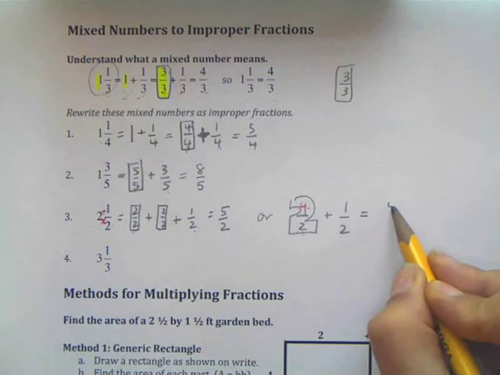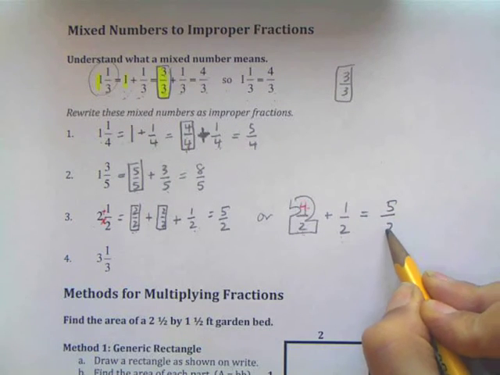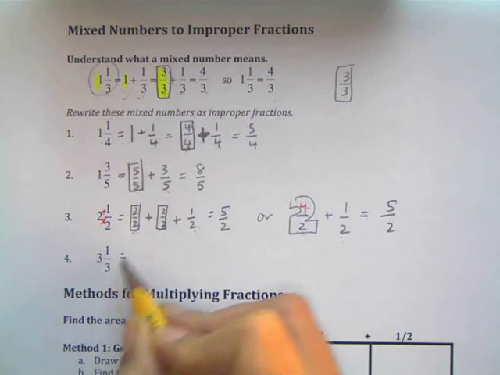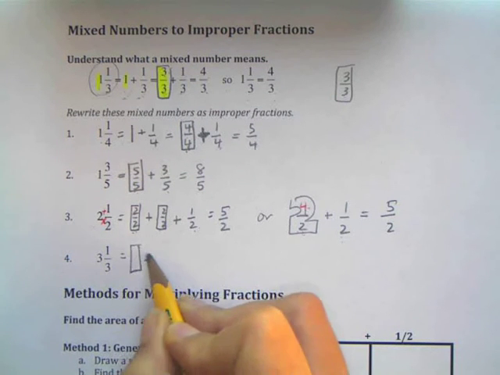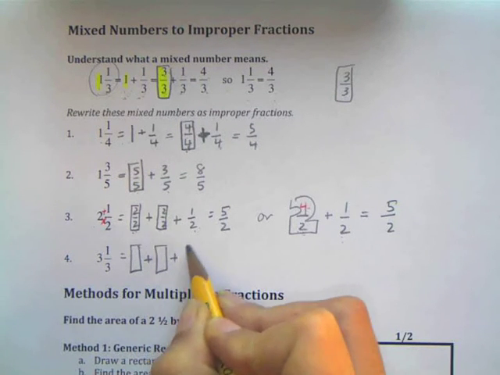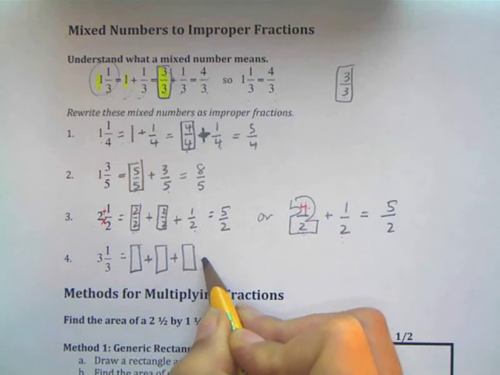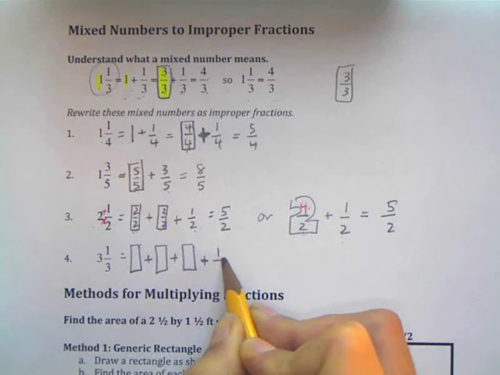And now I have 5 halves. So once again, 3 and 1/3, I could think about it as 3 giant 1s and 1/3.